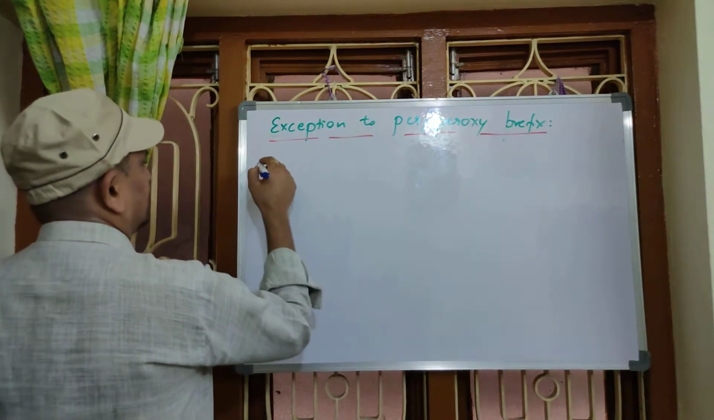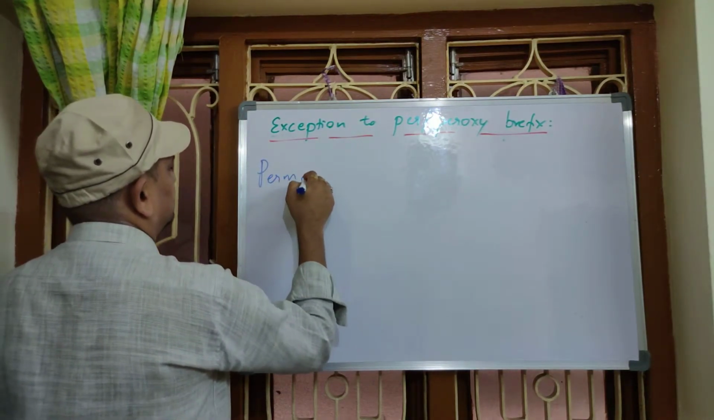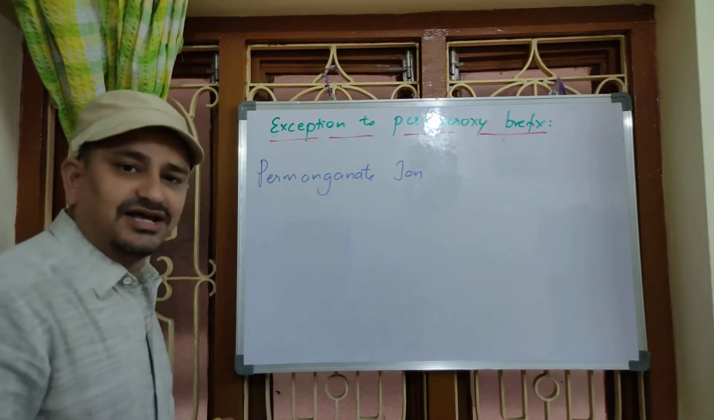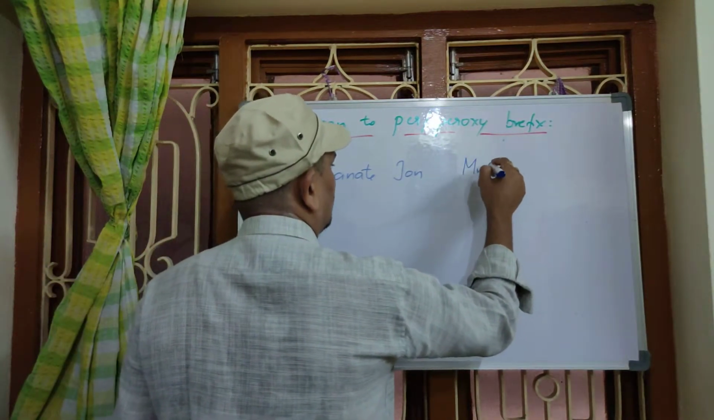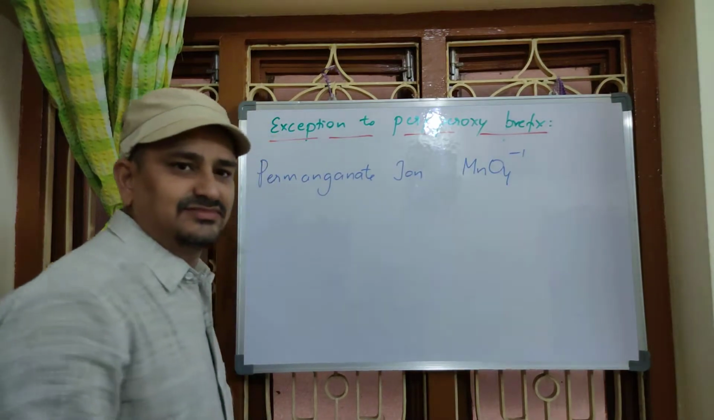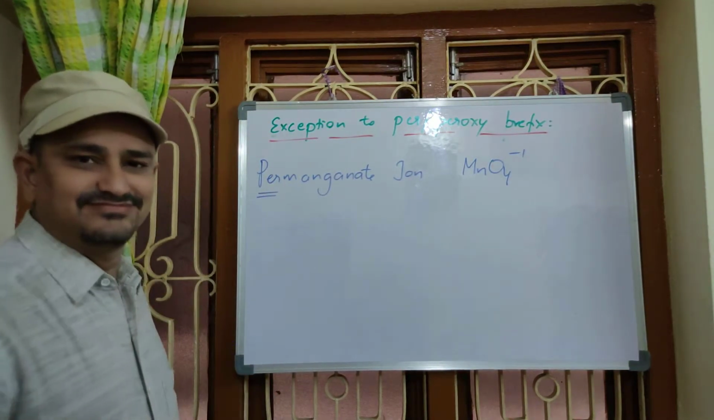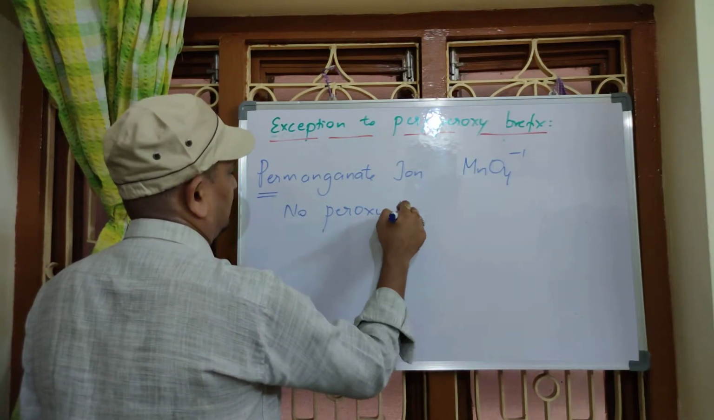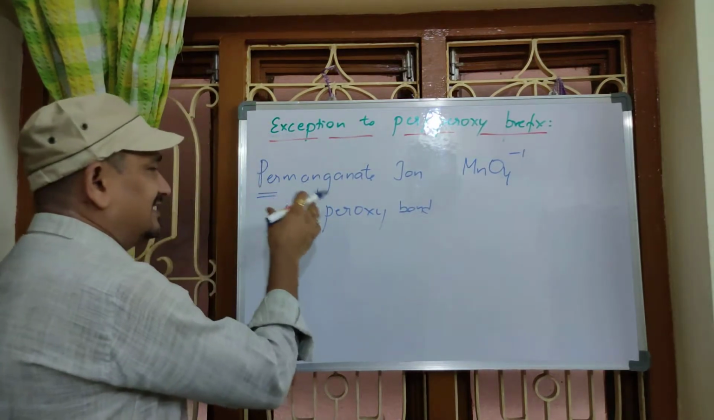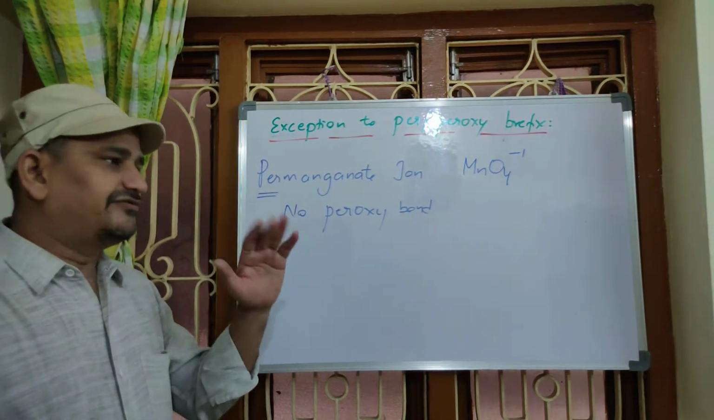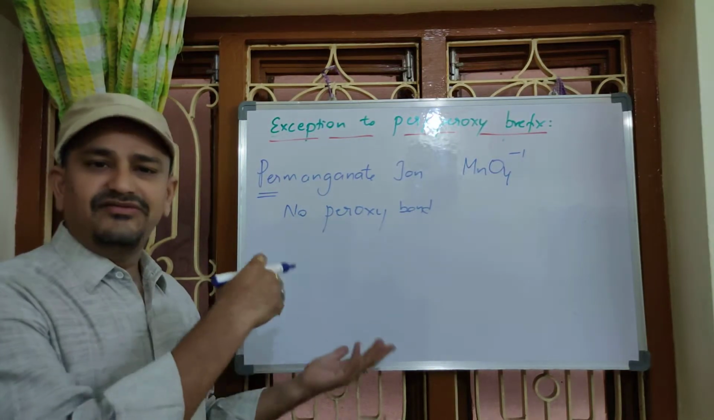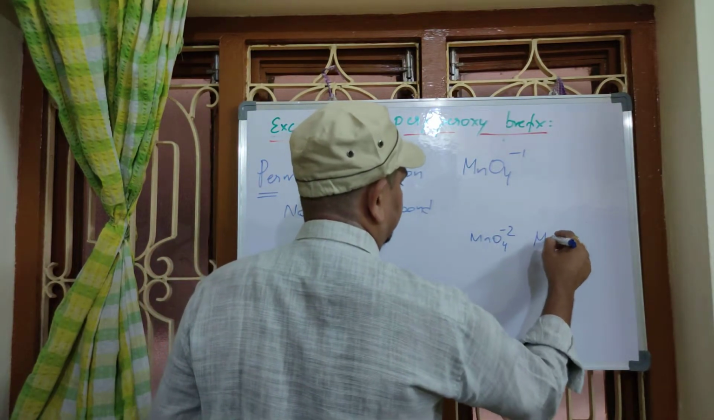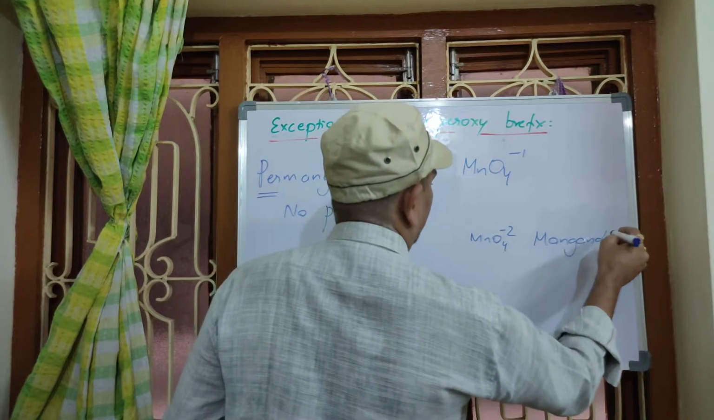Now let us see. Permanganate ion. Permanganate ion means MnO4 power -1. It has a prefix per, but there is no peroxy bond. Actually, here this prefix per is added just to differentiate from its previous member. Like we have MnO4 power -2, which is called manganate. This is called the manganate ion.